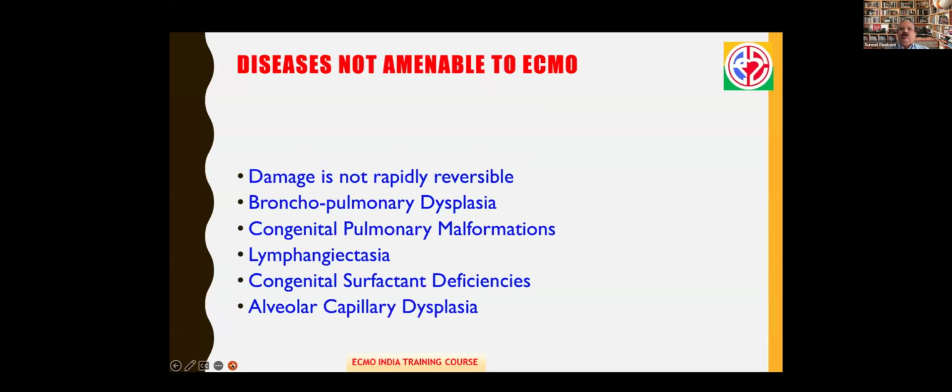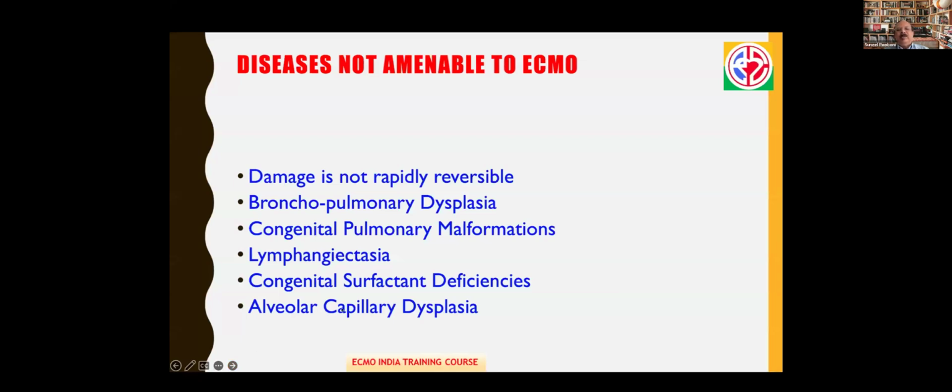Which are the conditions which do not respond to ECMO at all? These are the irreversible conditions. A damage which is not rapidly reversible: bronchopulmonary dysplasia. Nowadays, BPD is becoming a relative contraindication. Congenital pulmonary malformations, because the lungs are the problem there and the lungs have to be changed. Lymphangiectasia, congenital surfactant deficiencies, a genetic defect, and alveolo-capillary dysplasia, again another genetic defect.